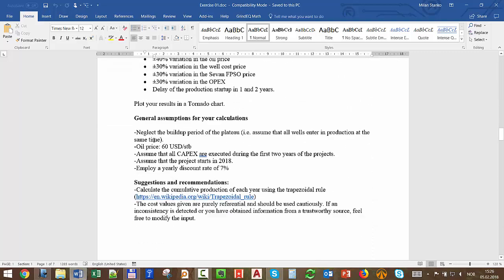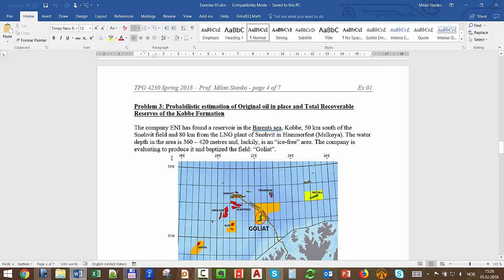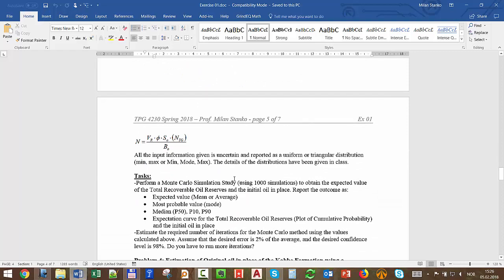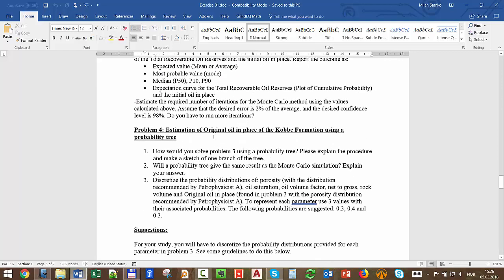Then problem 3, it's about the second part of the lecture today, or we will see. I guess it's going to prolong to tomorrow. You have to calculate the original oil in place for this reservoir, Kobe, and the total recoverable reserves. That's problem number 3, and you have to do quite some cases there. And number 4, you don't have to solve it, but you will have to say, if you are going to solve problem 3 using probability trees, how will you solve it?